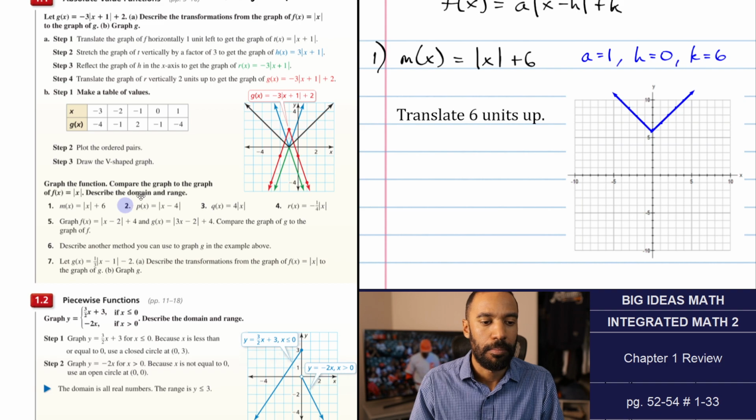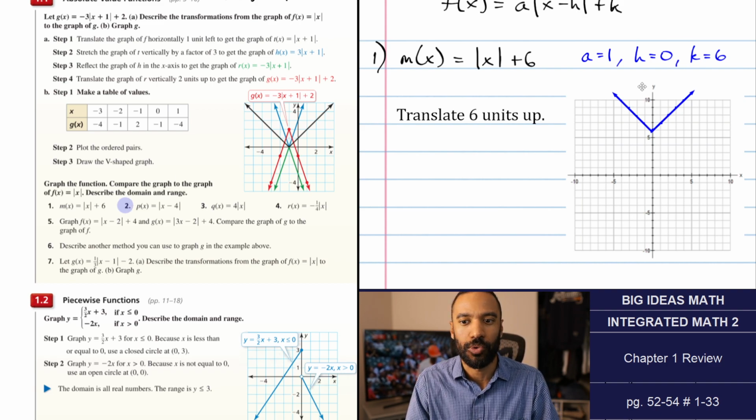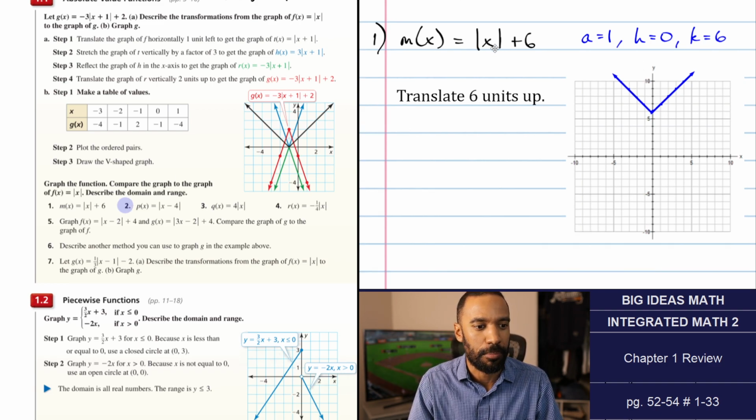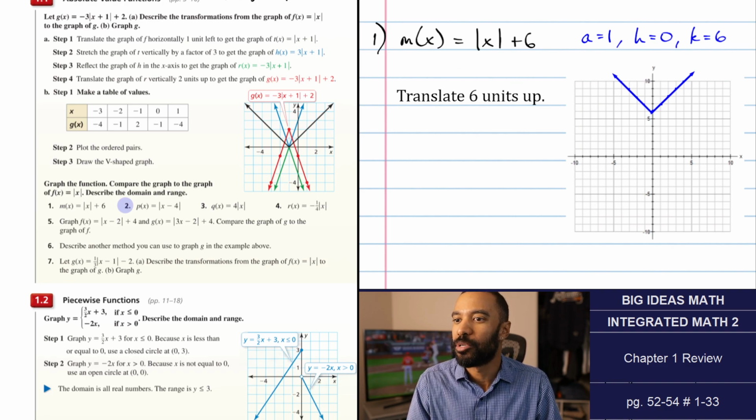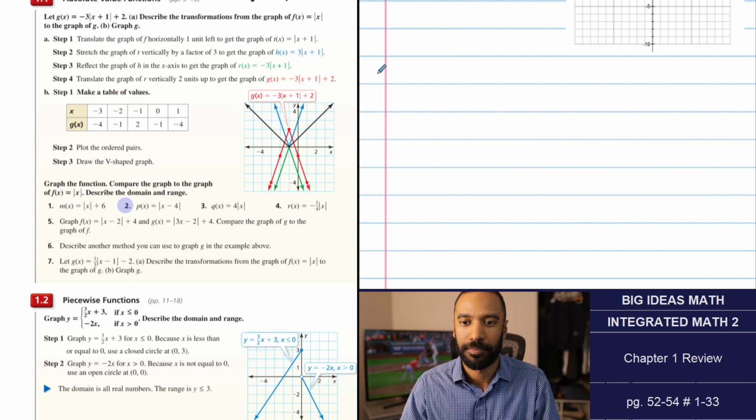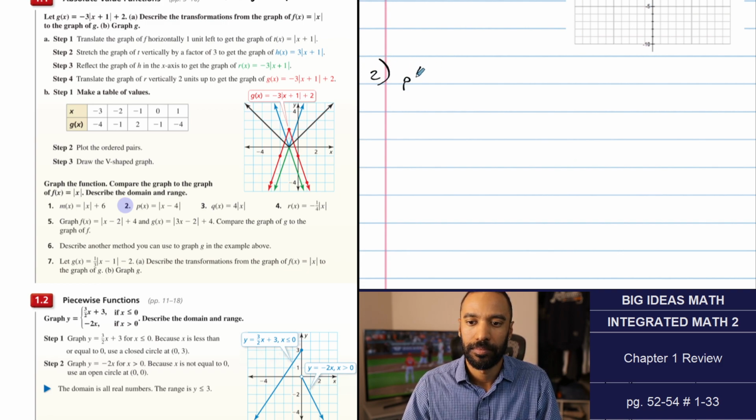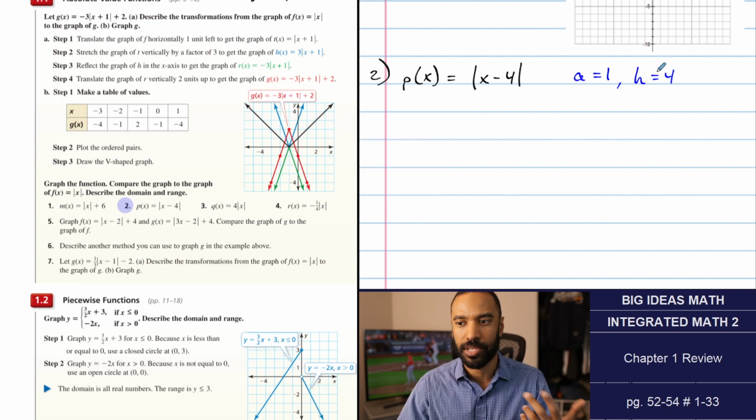Number 2. P of x equals, and it looks like they're only doing one at a time. I kind of wish that they did. Oh, they probably do that in 5, 6, and 7. Number 2. P of x equals absolute value of x minus 4. The minus 4 is inside of the absolute value this time. This time, a stays as 1, now h is 4. Remember that it's x minus h, so it's x minus 4. H is 4. And k is 0.